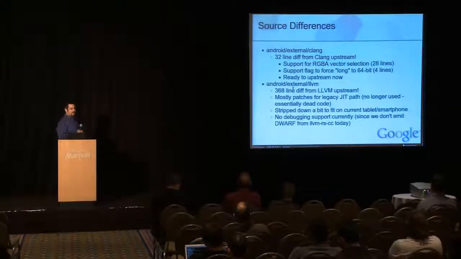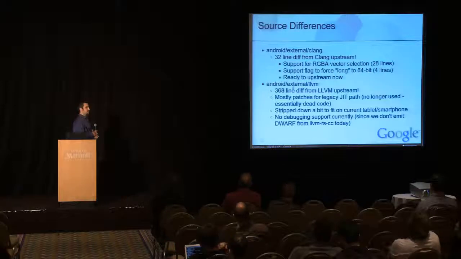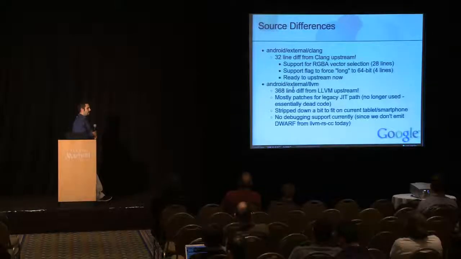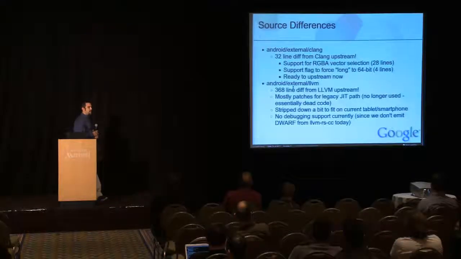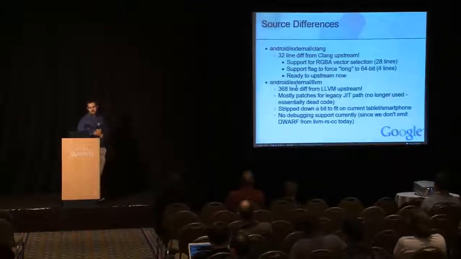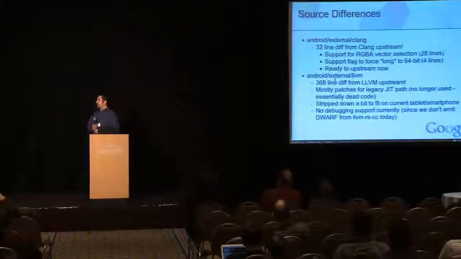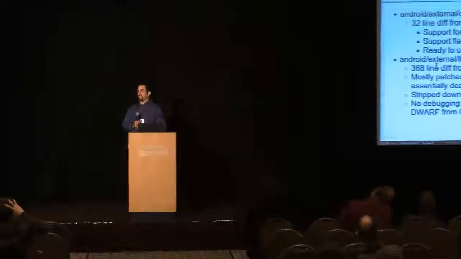The other challenges that we encountered were basically fixing bugs that were Android specific. Getting this to build for the ARM targets that we had for Honeycomb, getting support for the LLVM JIT path for ARM in the Honeycomb timeframe required a lot of effort. Clang, on the other hand, was fairly easy. We're actually 32 lines different from the upstream version of Clang today. And this is really just because we support additional vector selectors. Whereas normally we have XYZW, we also support RGBA because, again, graphics people love this stuff. The other thing is the support for forcing long to 64-bit, and that's a pretty trivial thing to do, to keep it optional so that everyone is happy.